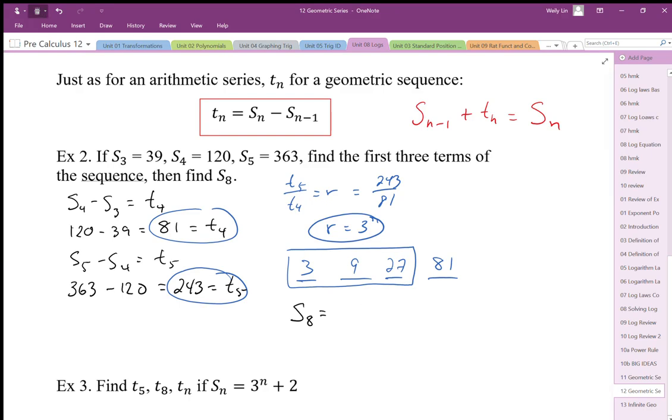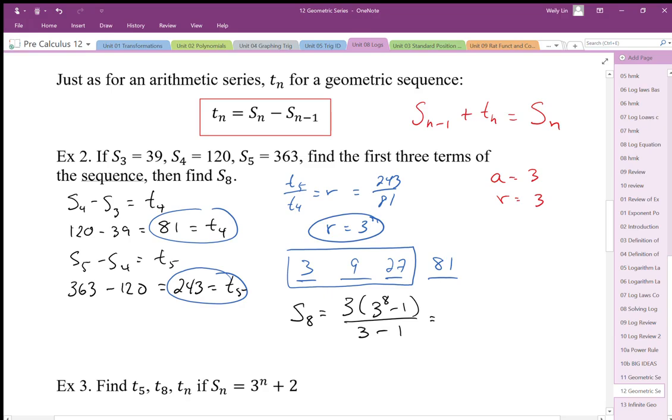So these are the key parts. I'm going to write this down over here just to make sure I have it all compiled. A and R: A is 3, R is 3. So S8, my formulas depend on A and R. So I'm going to end up with A times (R to the power 8 minus 1) over (R minus 1).